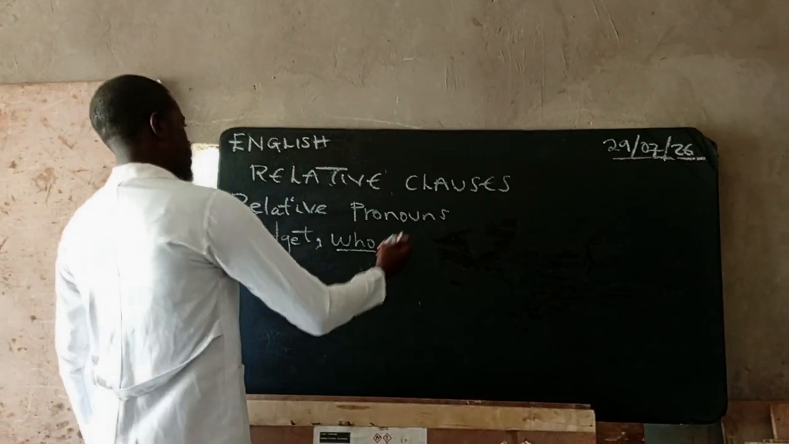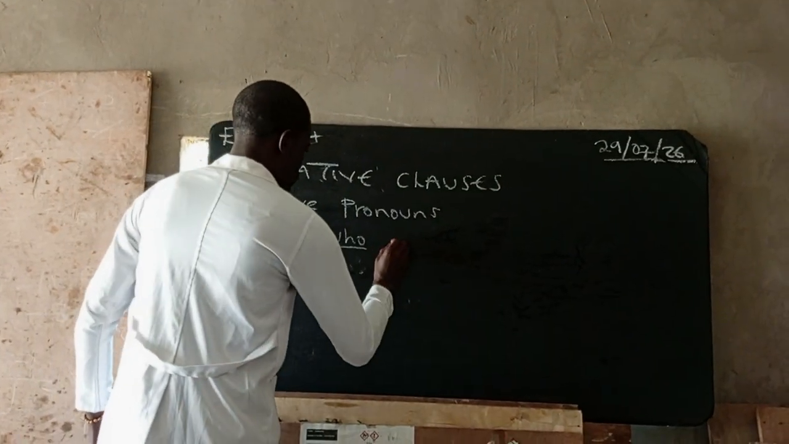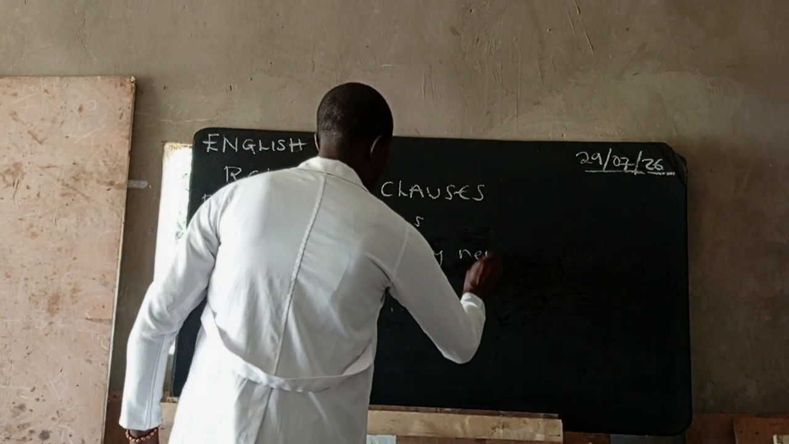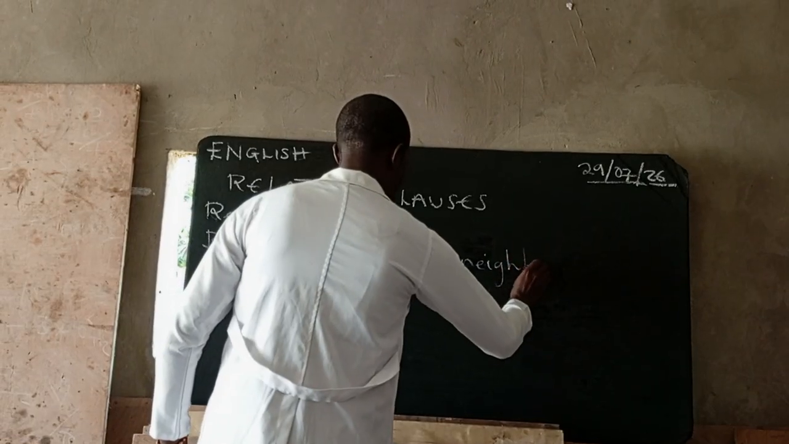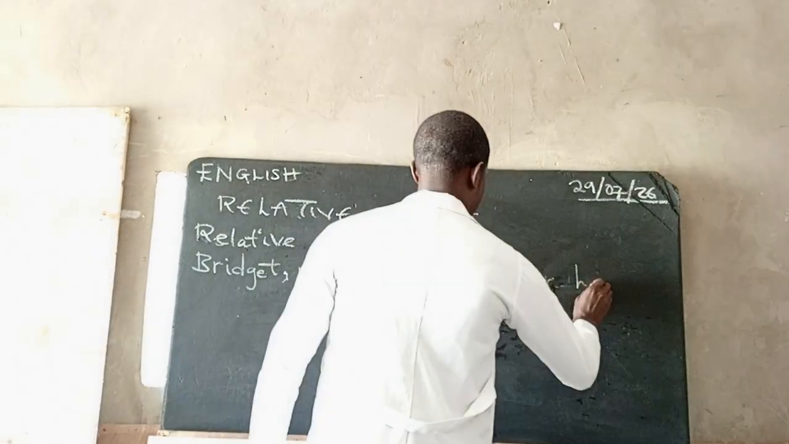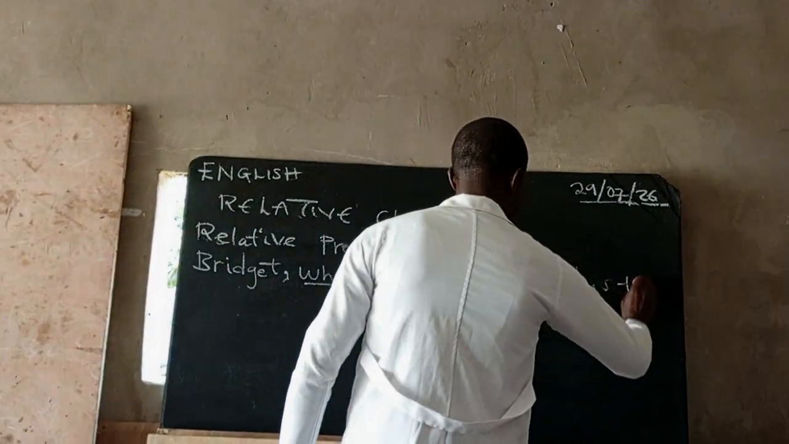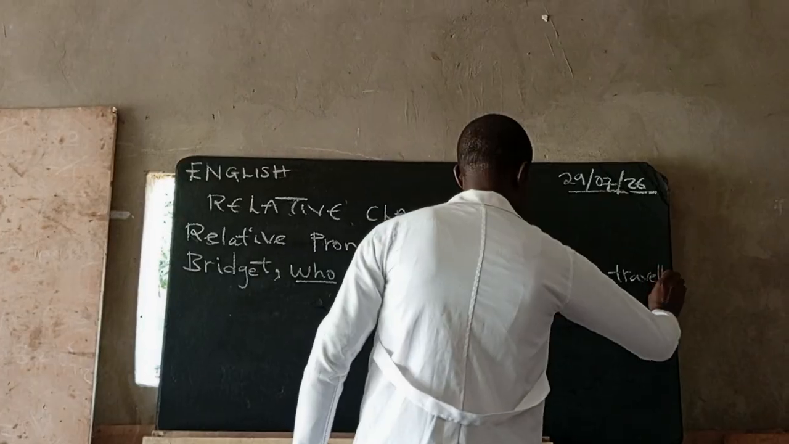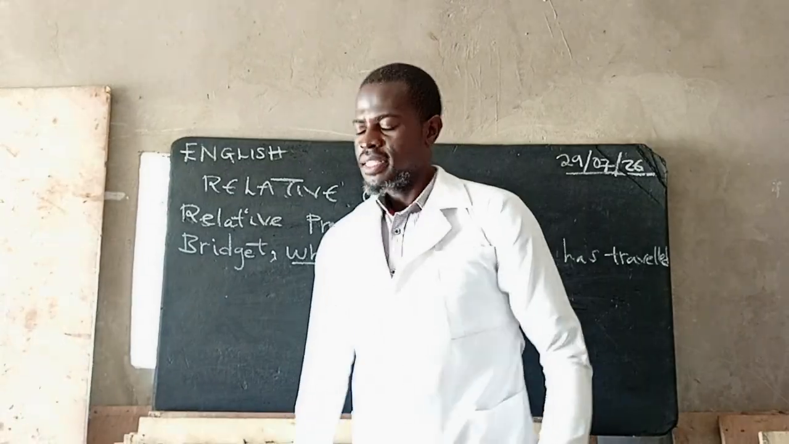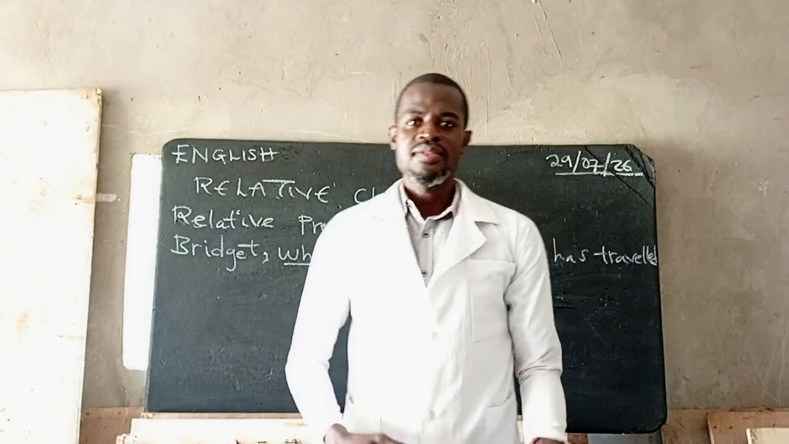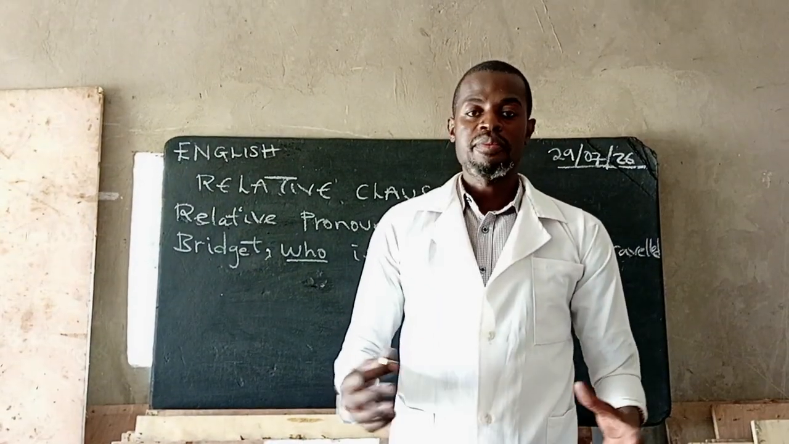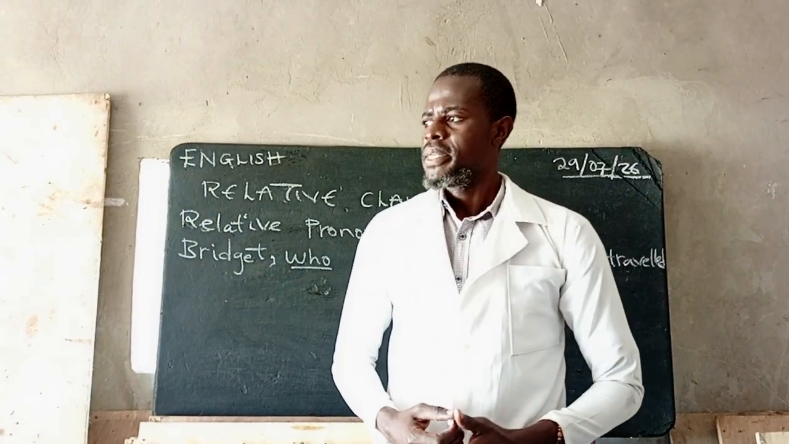Now tell us the relative clause. So we'll say, Bridget, who is my neighbor, has traveled. Who is my neighbor, what does that mean? It's as simple as drinking water, you guys. This is how we use relative pronouns to introduce relative clauses. This comes under transformations. You're supposed to know how to do it. Yes, it's possible.